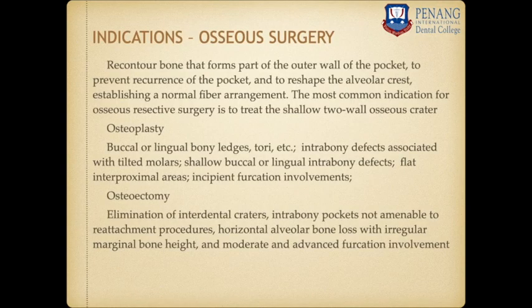Coming on to the indications, when will we do resective surgeries? The recontouring of the bone that forms the outer wall of the pocket, to prevent recurrence of the pocket and to reshape the alveolar crest to establish a normal parabolic contour. The indications for osteoplasty are buccal or lingual bony ledges, palatal tori or buccal tori, intrabony defects associated with a tilted molar, shallow buccal or lingual intrabony defects, and buttressing bone formations. In all such cases, we will do osteoplasty.